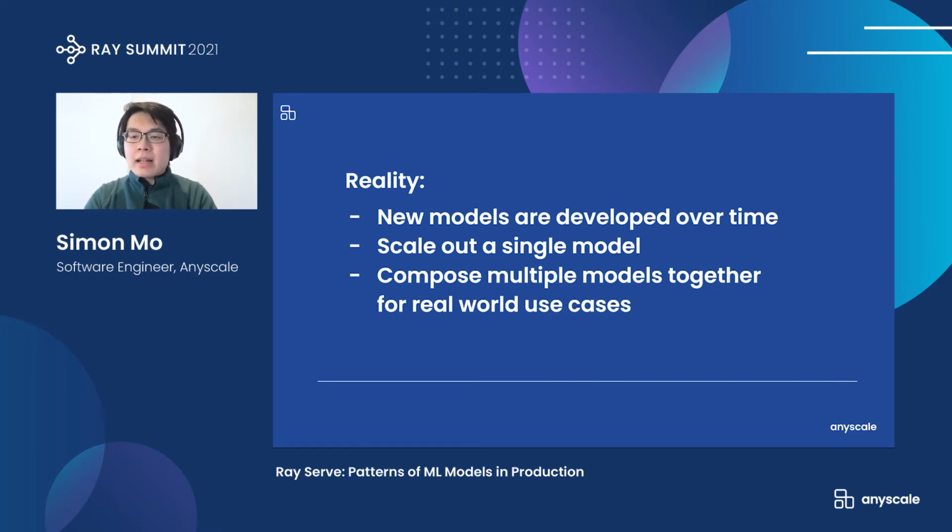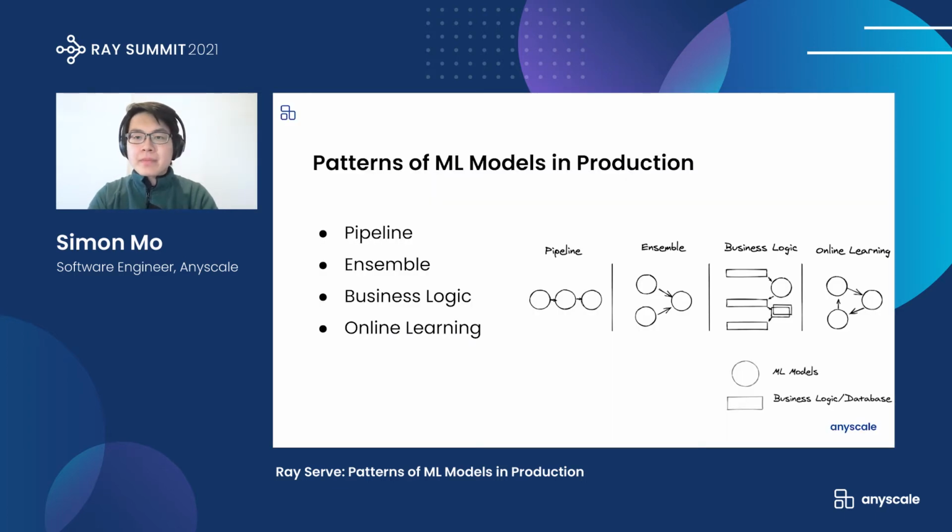They rarely exist in isolation. In fact, we interviewed many practitioners over the past few years, and we uncovered there are four common patterns of how machine learning models are deployed in production. These patterns are by no means comprehensive, but they do represent a significant portion of real machine learning applications. They are pipeline, ensemble, business logic, and online learning. These are core pieces of common ML apps in production today.